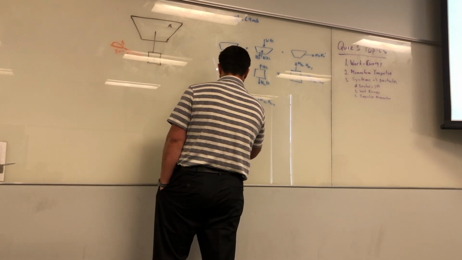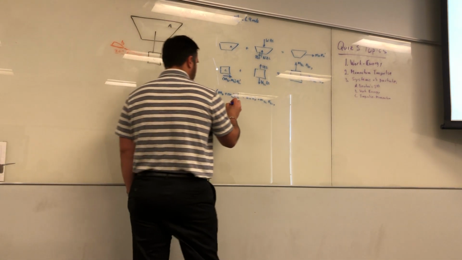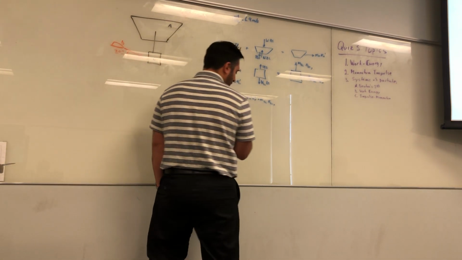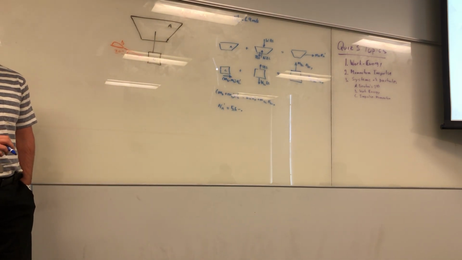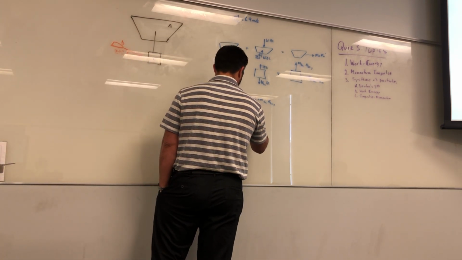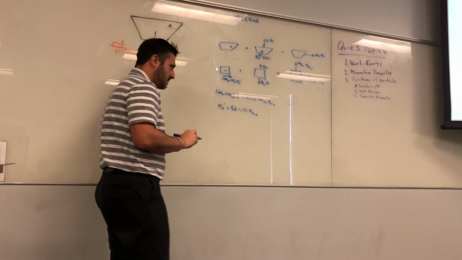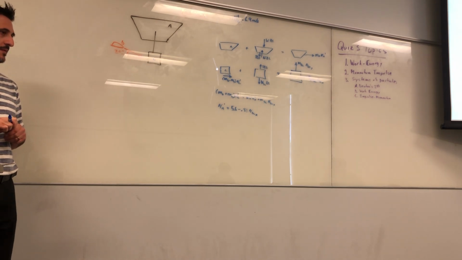Because I'm going to plug in some numbers here too, for the sake of time, since we're almost up here. Minus 0.81 VA. 5.6 minus 0.81 VBC. Okay, so I plug in my numbers, I solve for V prime A.